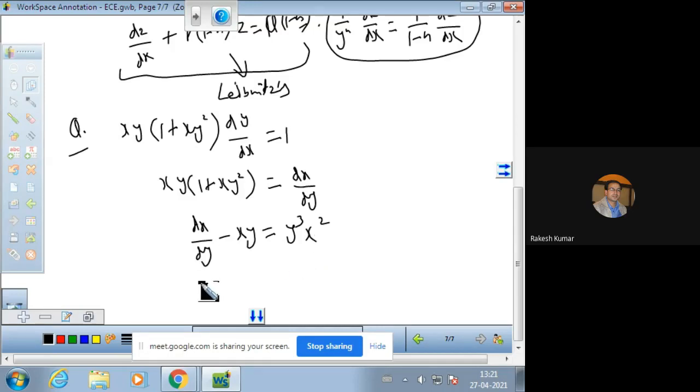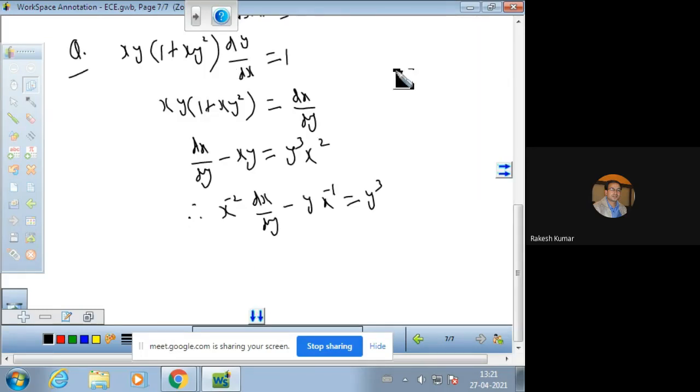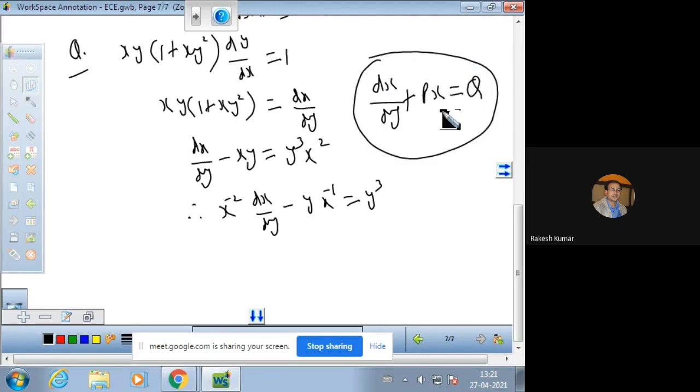डिवाइडिंग बोथ साइड्स बाय एक्स स्क्वायर. सो एक्स स्क्वायर से डिवाइड करेंगे तो x raised to power minus 2 dx over dy minus y x raised to power minus 1 into y raised to power 3. अब हमारा जो डिपेंडेंट वेरिएबल है वो x है, तो लिबनिट्ज हमने बनाना है dx over dy plus Px is equal to Q टाइप. और यहाँ पर जो P एंड Q है, दीज आर फंक्शंस ऑफ y ओनली और कांस्टेंट. सो दिस इज ऑफ बर्नौलीज फॉर्म.